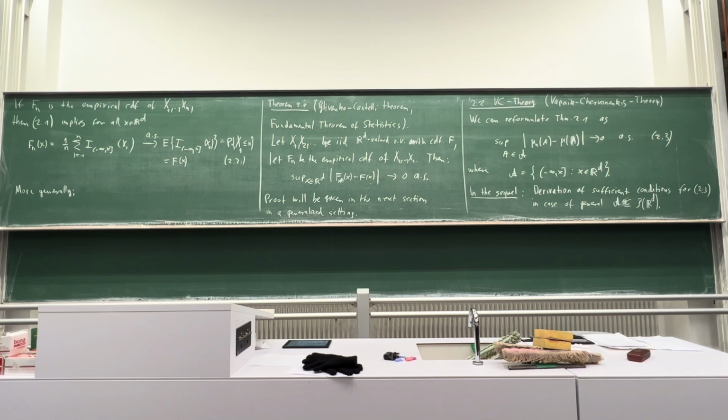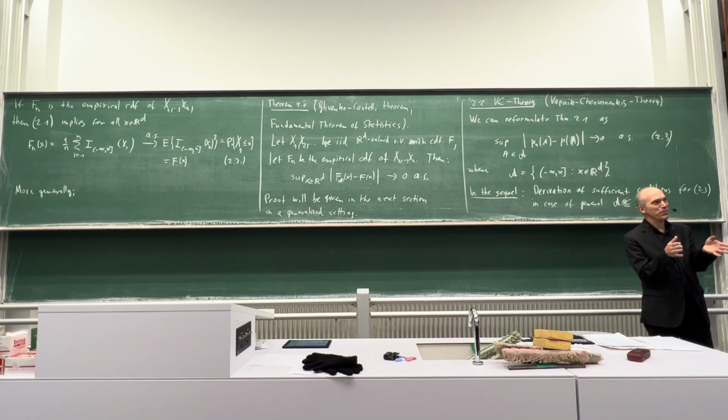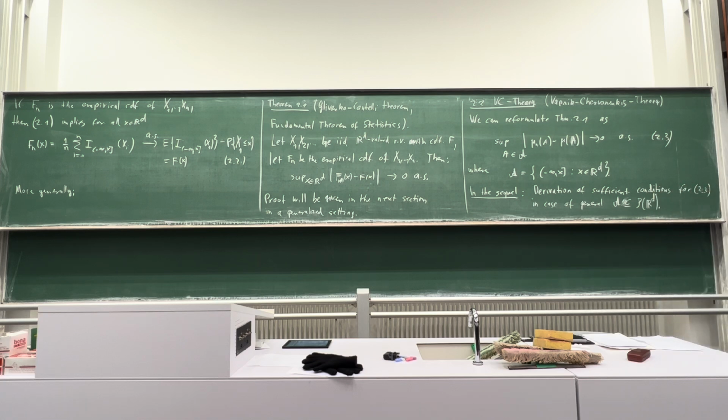x1 to xn. Do you mean the fixed x1 to xn, or do you mean the random variables? I think I mean the fixed point, x1 to xn. Well, for fixed points, it's true. Why is it true?